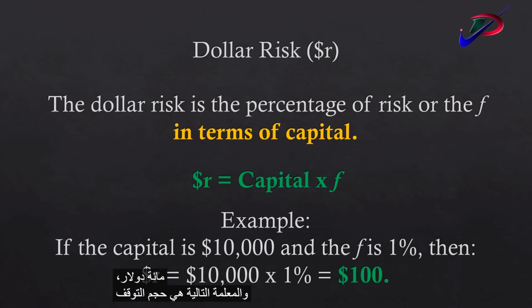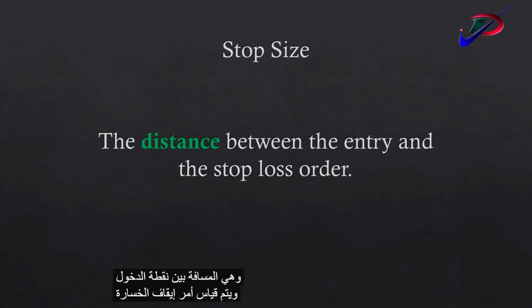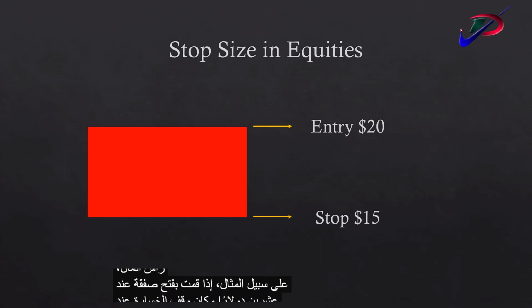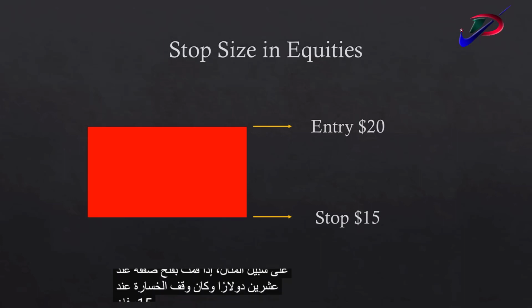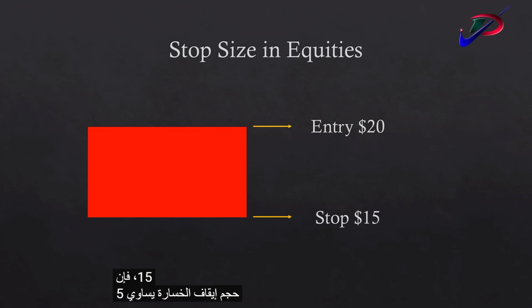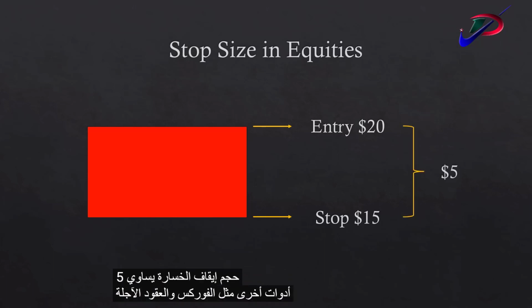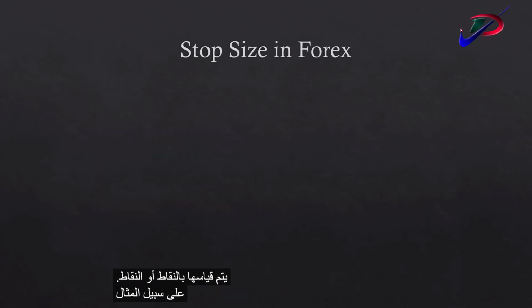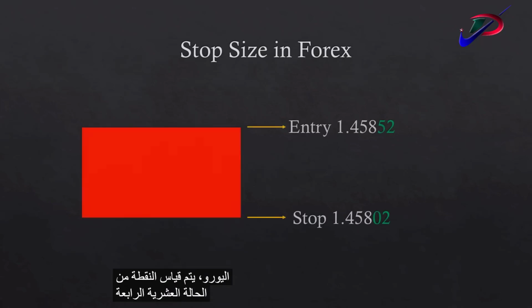The next parameter is the stop size, which is the distance between the entry and the stop loss order. In equities, this is measured in terms of capital. For example, if you open a trade at $20 and the stop loss is at $15, the stop size is equal to $5. Other instruments like Forex and futures are measured in points or pips. For example, in the Euro-USD, the pip is measured from the 4th decimal case.